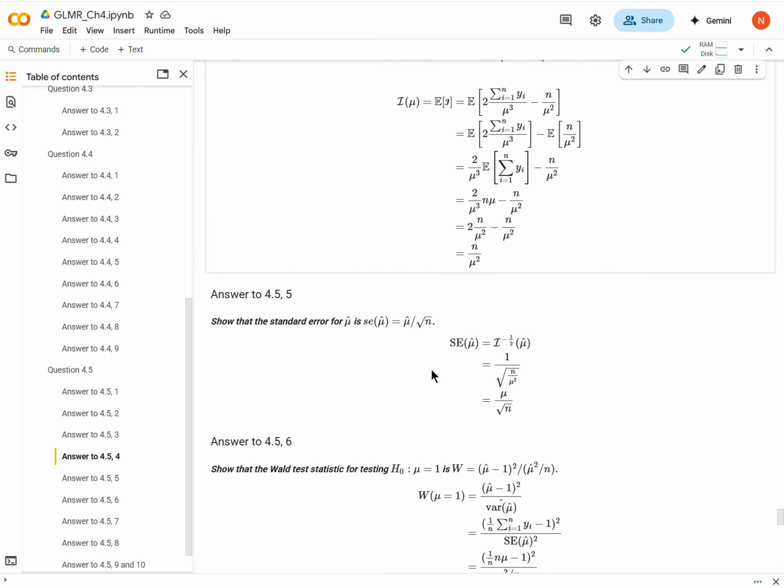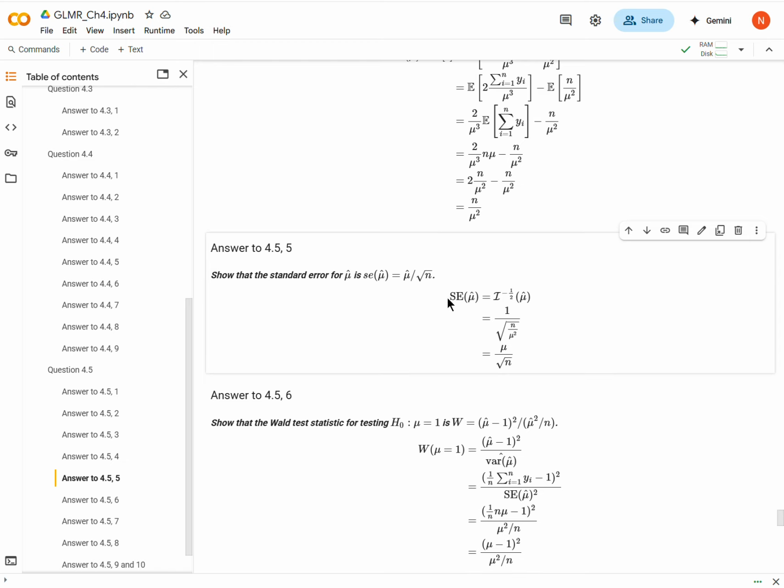And so now with that, we can find the standard error of our estimator. It is this, right? It's 1 over the square root of the information. So I take my information matrix, put it under 1, because we're taking the inverse, and I take its square root, and ultimately I come out with this expression right here.